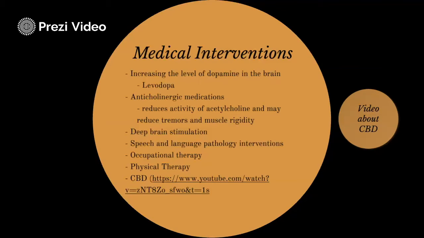medications, which help reduce activity of acetylcholine and may reduce tremors and muscle rigidity. Another common medical intervention that they use is deep brain stimulation. Deep brain stimulation usually involves the implantation of electrodes into the brain, and it may be helpful in reducing tremors as well as movement problems. Other interventions may be speech and language pathology.